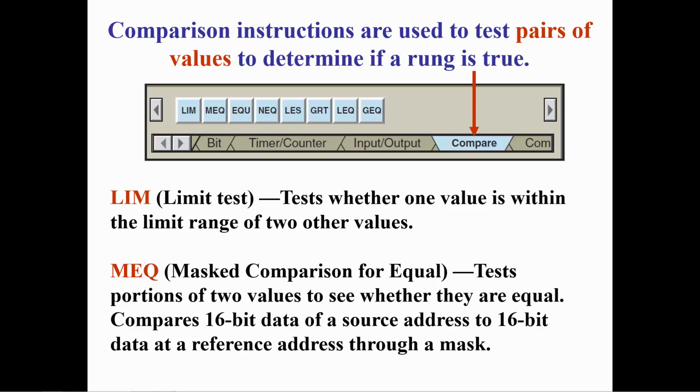The limit test, LIM, and the mask comparison for equal, MEQ, both require three parameters. The LIM instruction determines if a value is within the limit range as defined by the other two values. The MEQ determines if the parts of two values defined by the ones in the mask are equal.